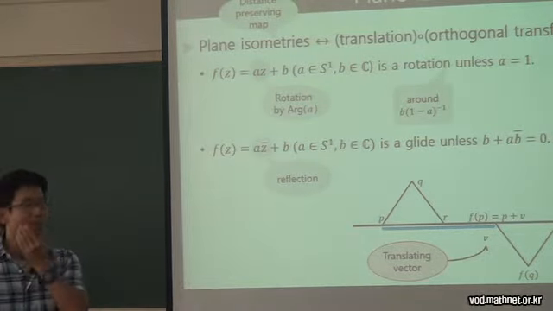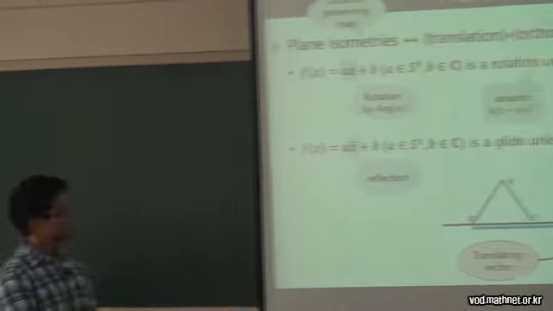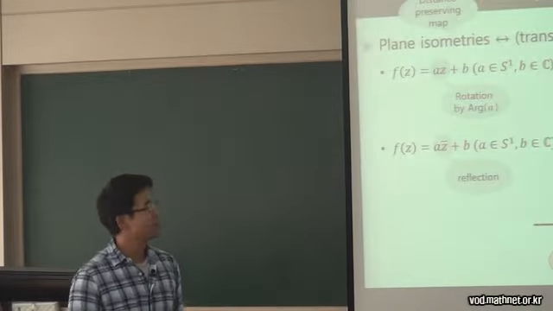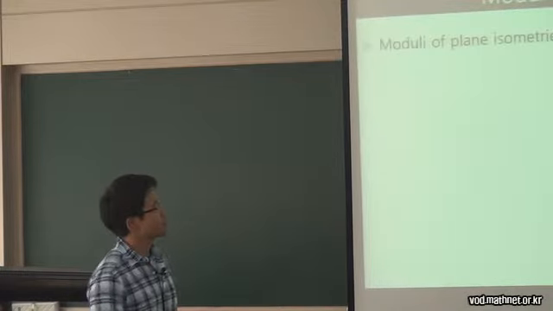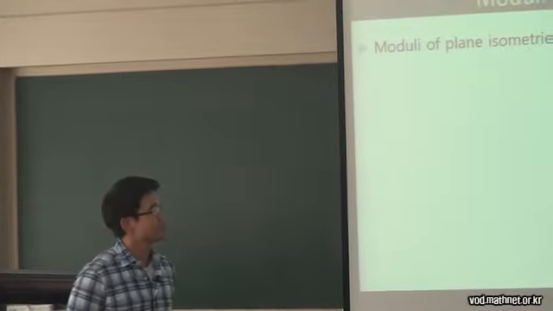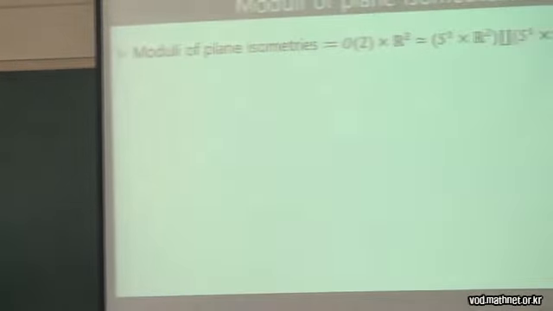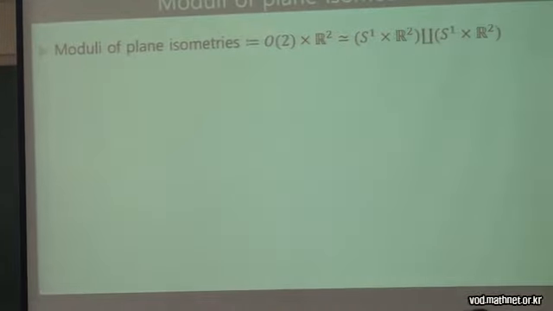So where is moduli? If you think about moduli, then it is completely determined by a and b, and you can think of the following space. The moduli of plane isometries: the orthogonal transformation is parameterized by O2, and the translating vector is in the plane, so it's R2. So that is topologically S1 cross R2 disjoint union with S1 cross R2. O2 has 2 components, 2 SO2s.